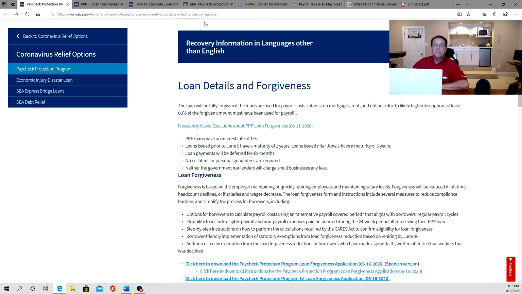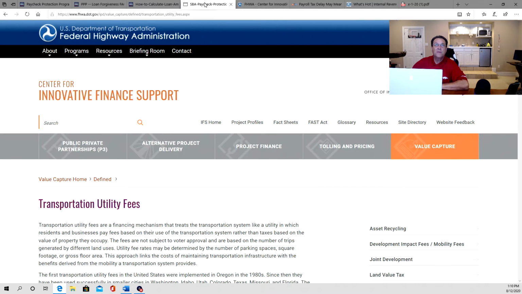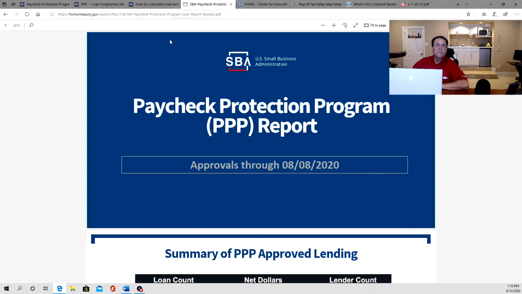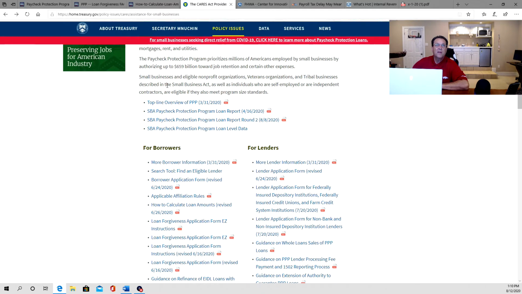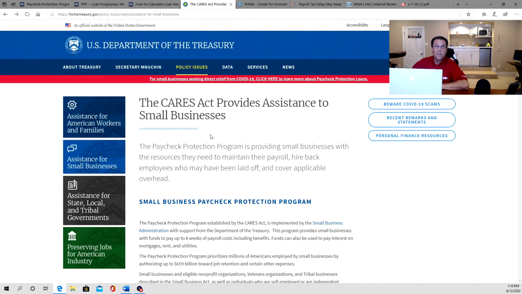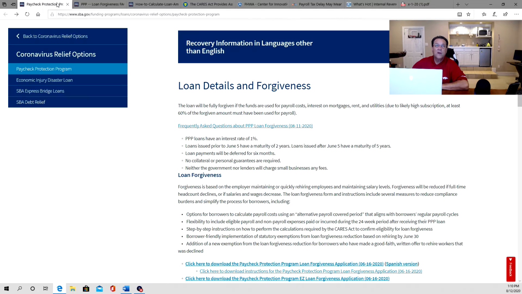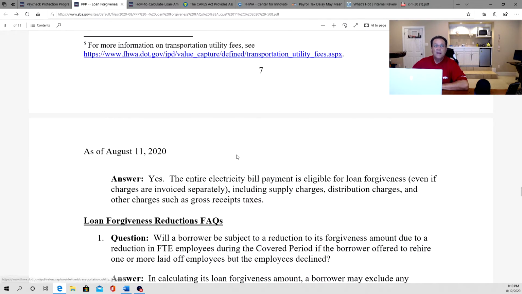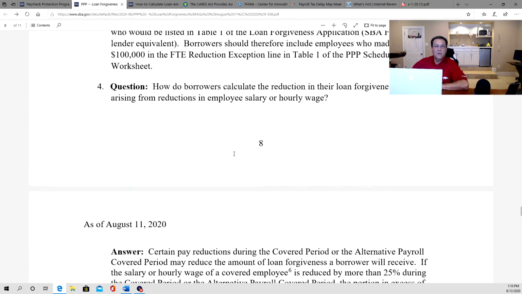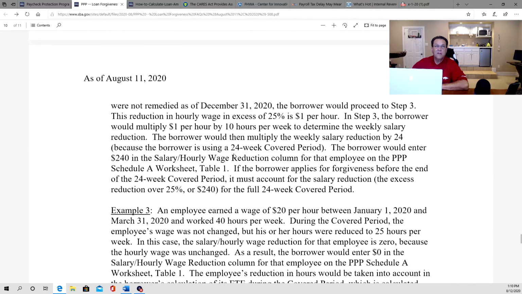So now I know two places to go. I now know to go to the Department of Treasury, and then I also know to go look here. Okay. Now let's go down to the final where it talks about the new EIDL.